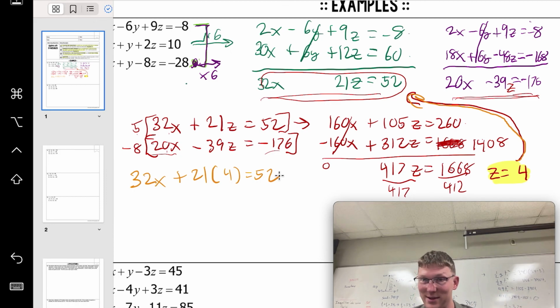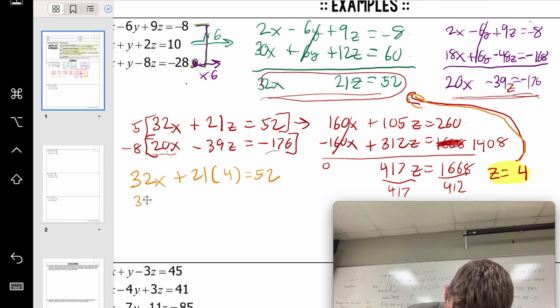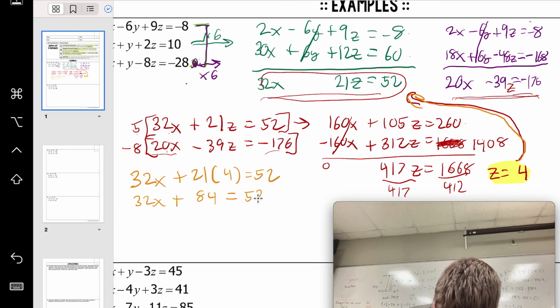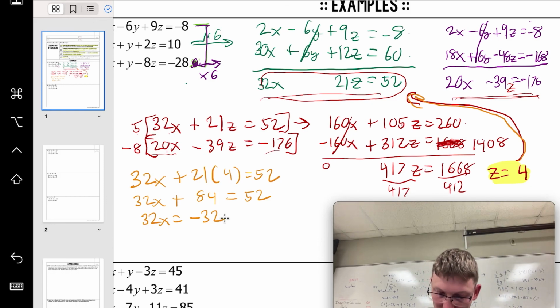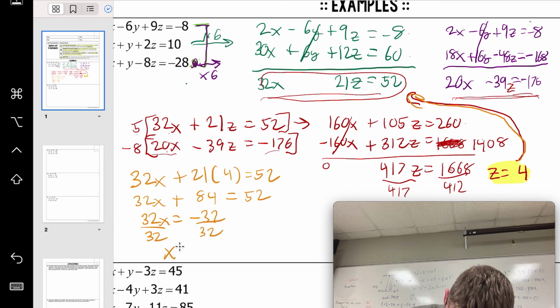So at that point, we're just going to solve, right? We're just solving. So our 32x plus 21 times 4 is 84 equals 52. Move the 84 over. 52 minus 84. So we've got 32x equals negative 32. And then we divide both sides by our 32. So now we have x equals a negative 1.